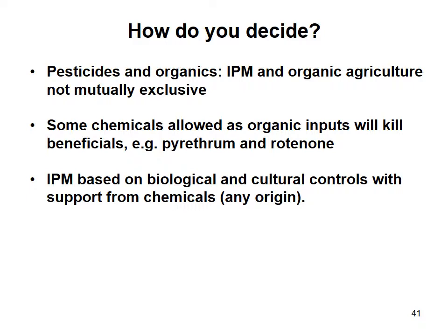IPM is based on biological and cultural controls with support from chemicals of any origin. So this is true for both organic and conventional agriculture. So the only difference between organic and conventional IPM is the list of support chemicals available. Apart from that, there's very little difference between the two.